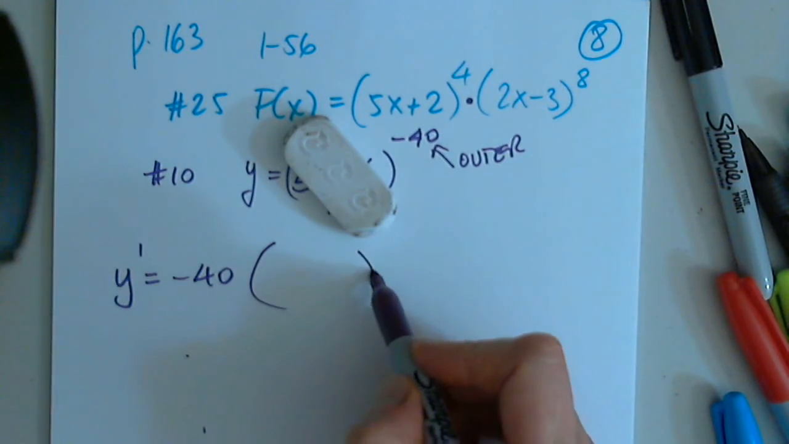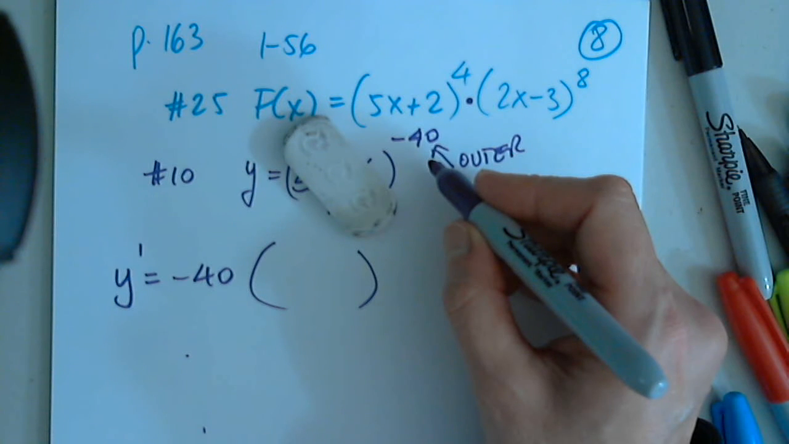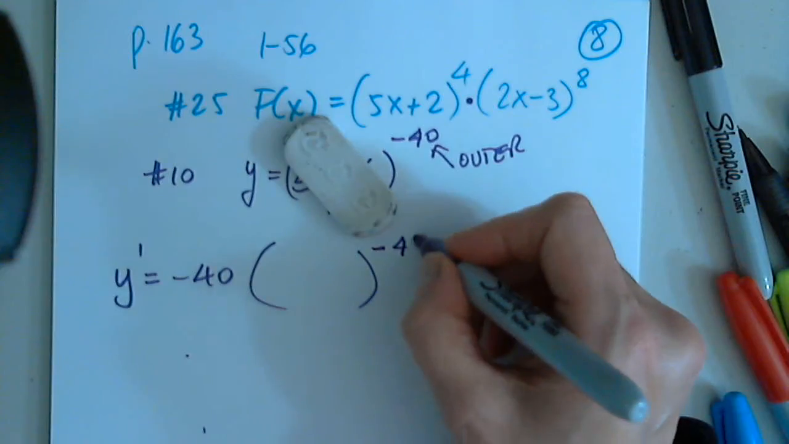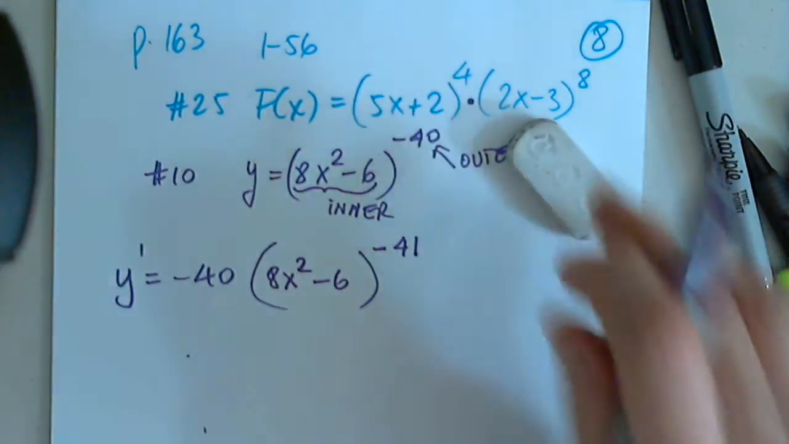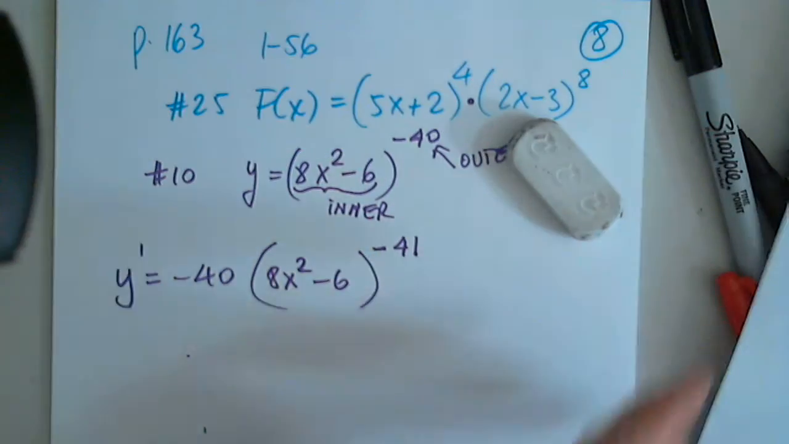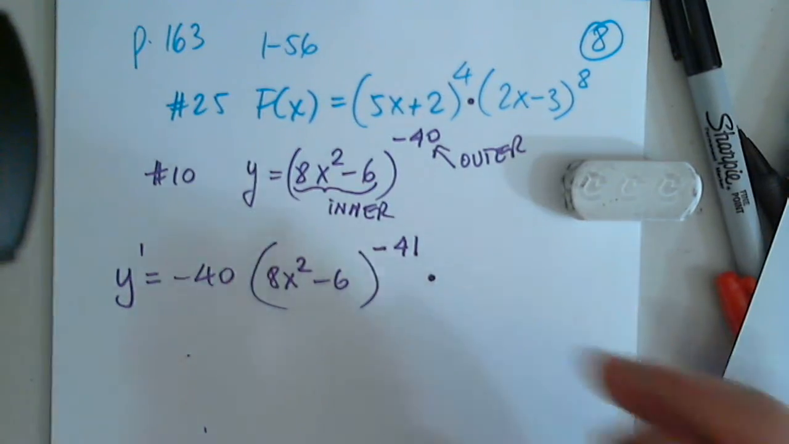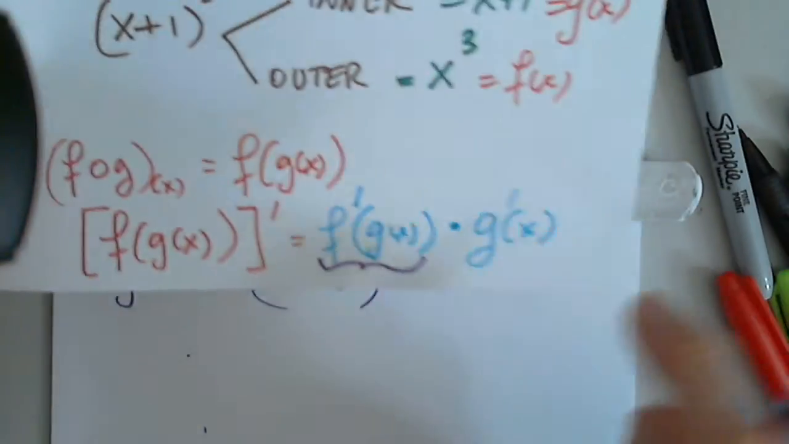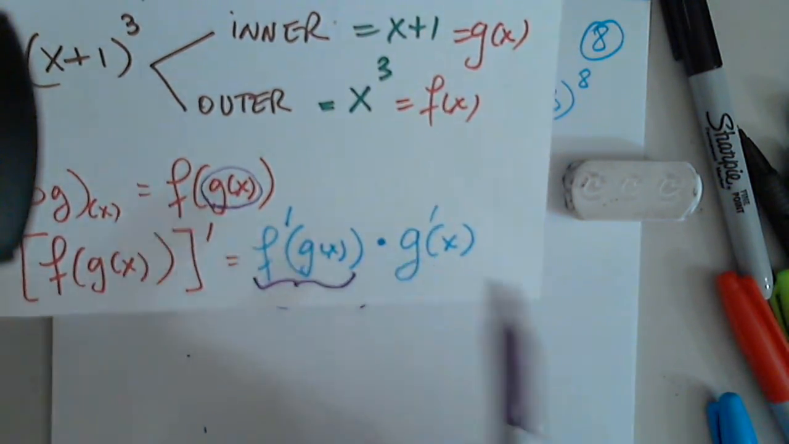I have to write what I have in parentheses. To which power now? Negative 41. Thank you very much. So I have to copy it now, which is 8x squared minus 6. So this is what I have. I differentiated the outer function. Negative 40 times blah, blah, blah to negative 41. Now multiplied by the inner function prime.